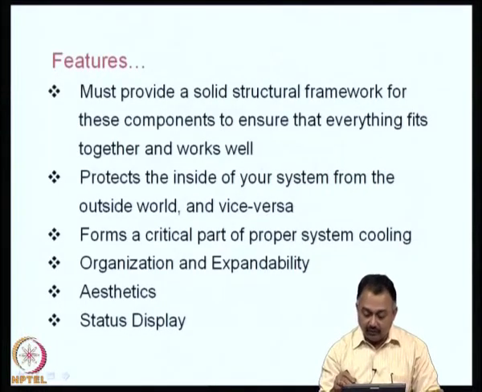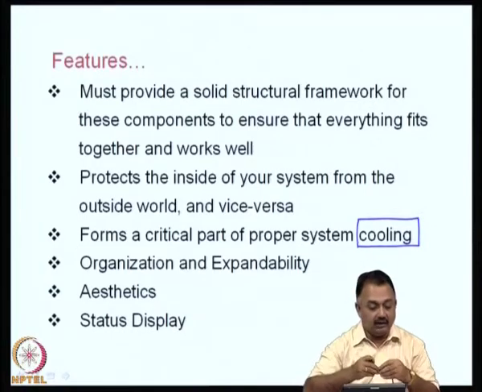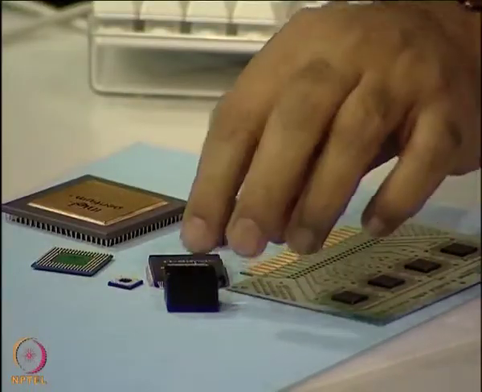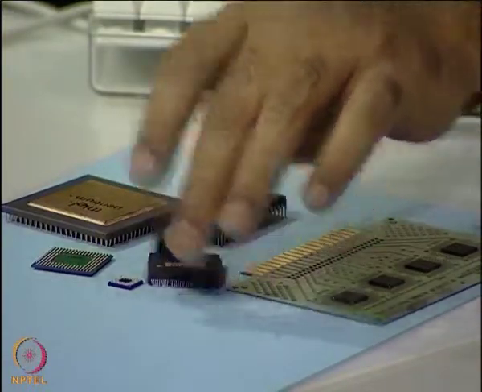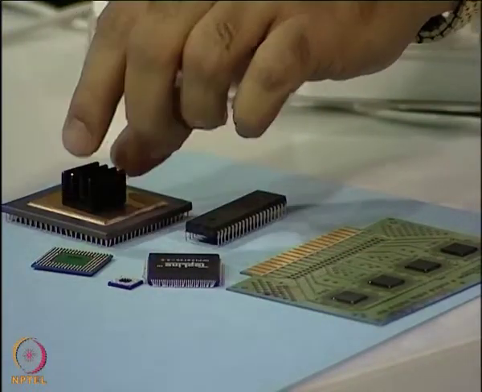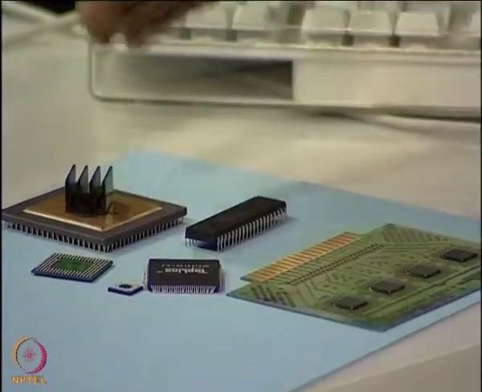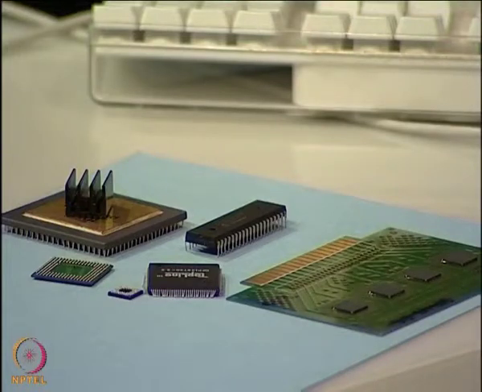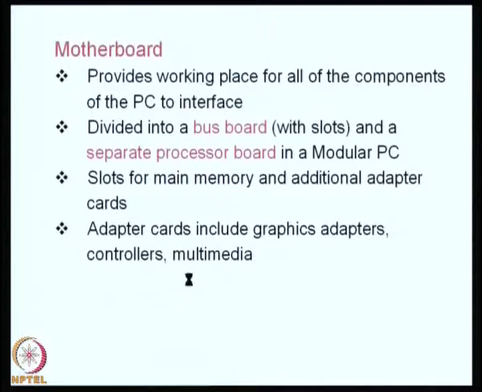There should be a definite cooling mechanism for every PC. So, are you going to use a heat sink? For example, this is an example of a heat sink, a small heat sink. This is made out of aluminum. This can be mounted on a processor to remove heat, and you can see the configuration of a heat sink, you can see the corrugated structures. That means you are providing more surface area to remove the heat away from the device. Then aesthetics, status display and so on.